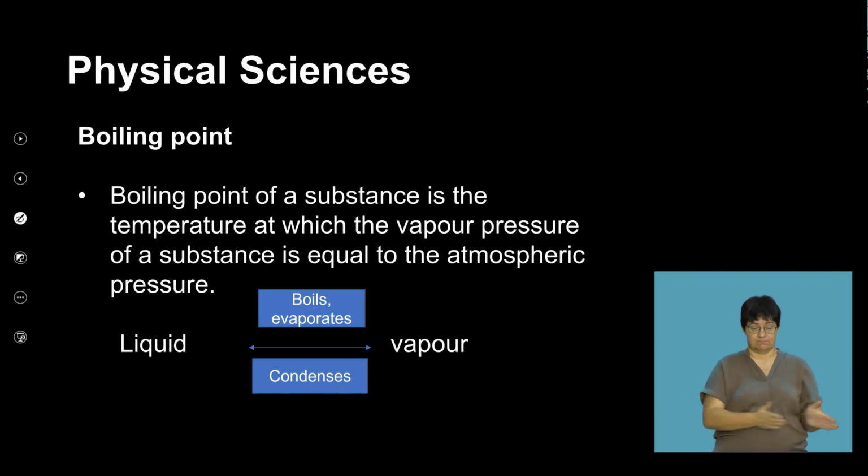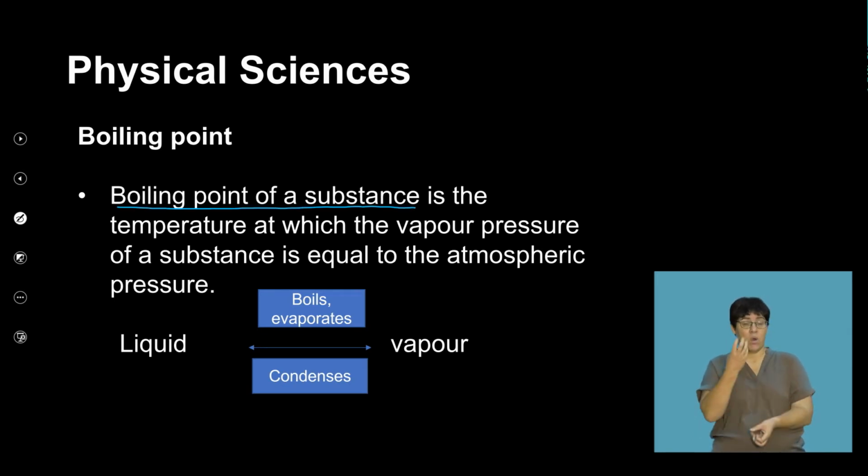Now, let's talk about boiling point, okay? What is the boiling point of a substance? So we want to qualify that, because in this context, we must refer to a specific substance. So I've used substance X as an example, and it can be anything. So the boiling point of a substance is actually the temperature, yet again, okay, at which the vapor pressure of a substance is equal to the atmospheric pressure, okay?